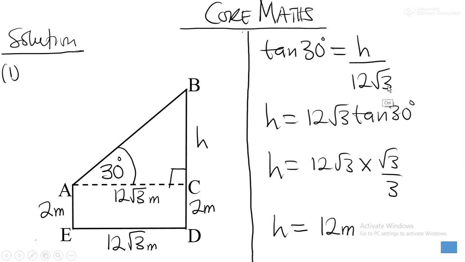So making H the subject, H will be equal to 12 root 3 tan 30 degrees. So with the help of the calculator, tan 30 will be given us root 3 on 3. And then multiplying and simplifying, we are getting our H to be what? 12 meters. So the H is 12 meters. Good. But we know that to find the height of the flagpole, we have to add the H to what? To the 2 meters. Is that okay? So let's do that.